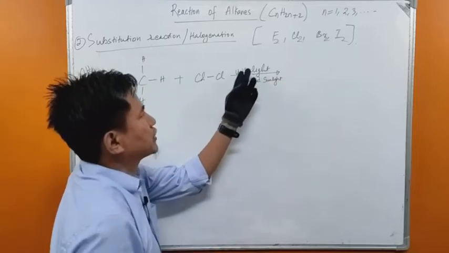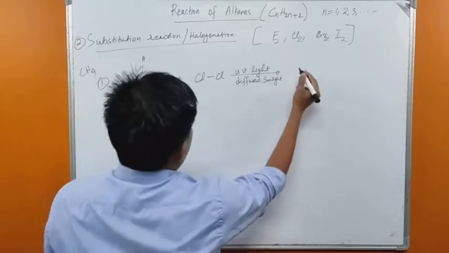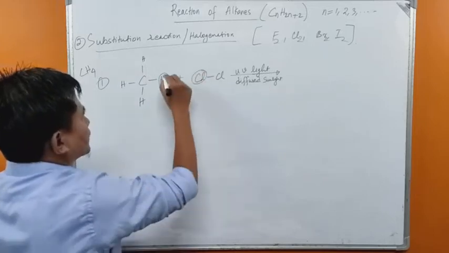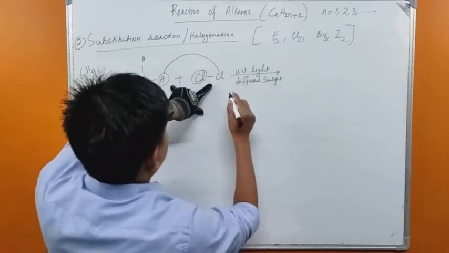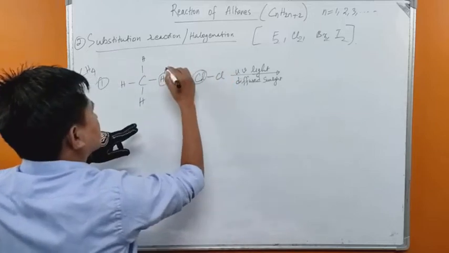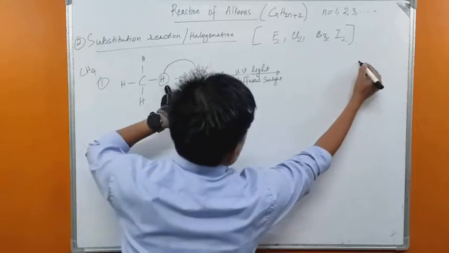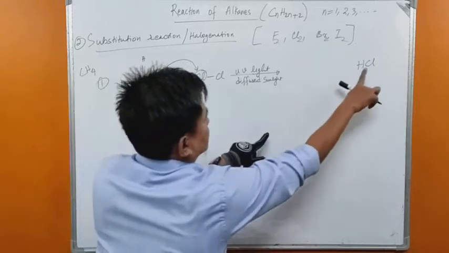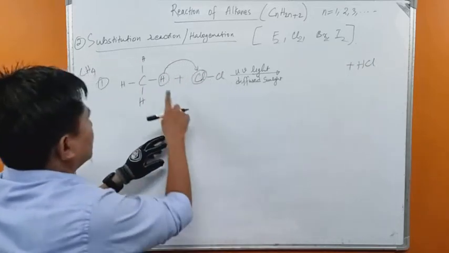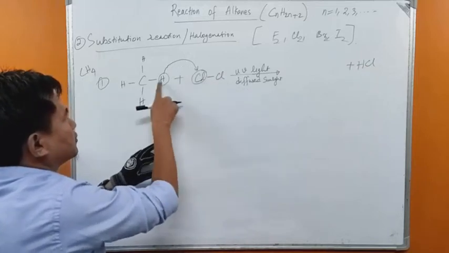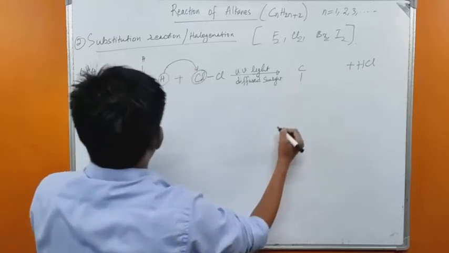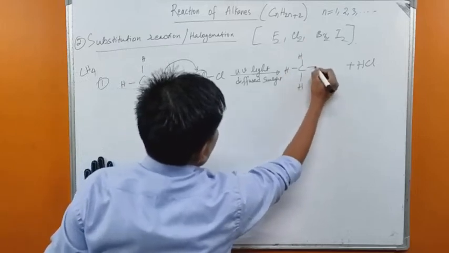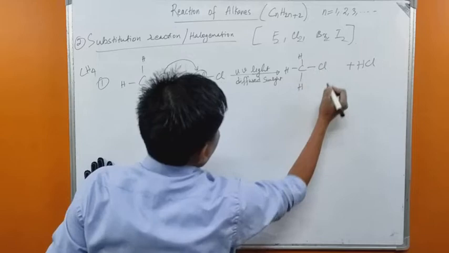Halogenation reaction always occurs in presence of UV light or diffuse sunlight, and one atom of hydrogen is replaced with one atom of chlorine. Okay, so this hydrogen and this chlorine react to produce hydrochloric acid, HCl, plus. Now this hydrogen is gone. Now this chlorine comes in this place. Carbon, we have 3 hydrogens, and one atom of hydrogen is replaced with chlorine. Okay, we write Cl.